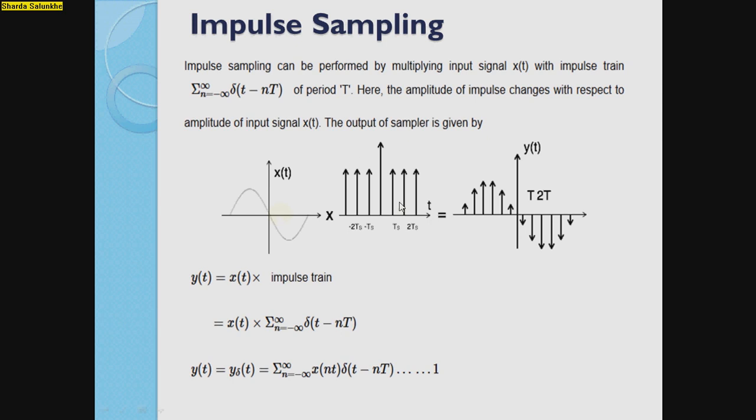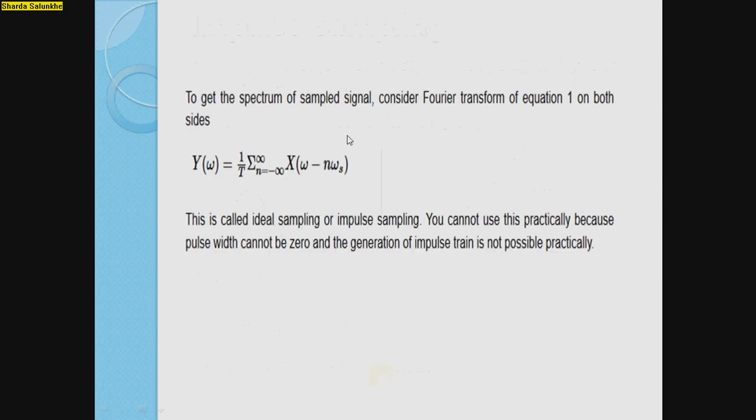So consider this figure x(t), and this is the impulse signal, and if these signals get multiplied, you will get the sampled signal y(t). So y(t) is equal to x(t) multiplied by the impulse train, that is, x(t) multiplied by summation n equal to minus infinity to infinity δ(t − nT). So y(t) is equal to summation n equal to minus infinity to infinity x(nT), that is the sampled signal, into δ(t − nT).